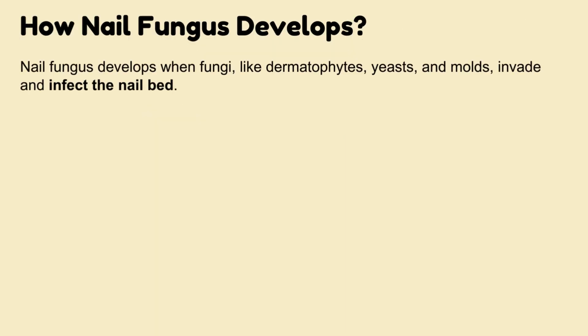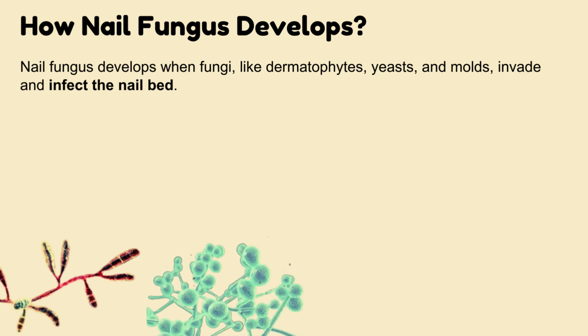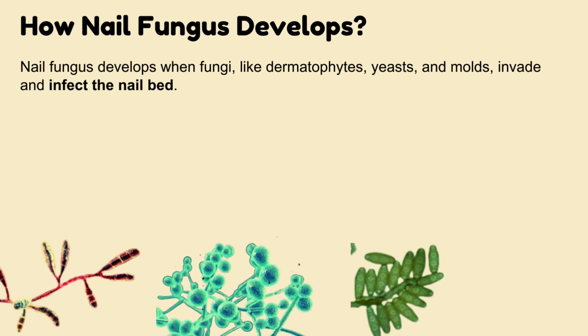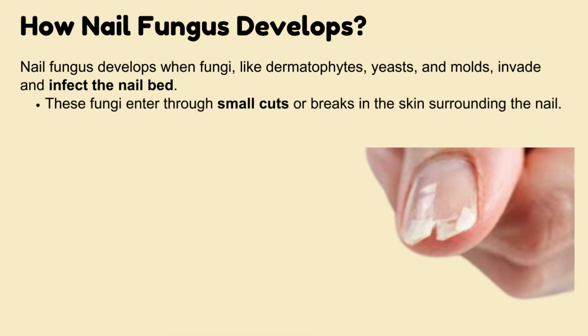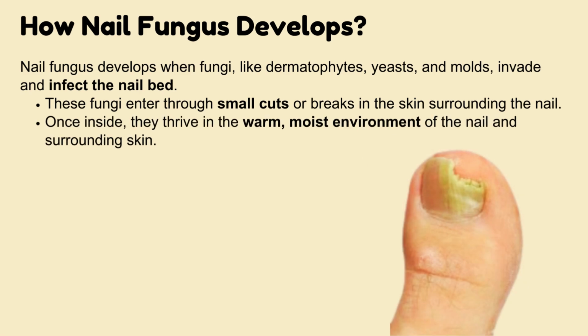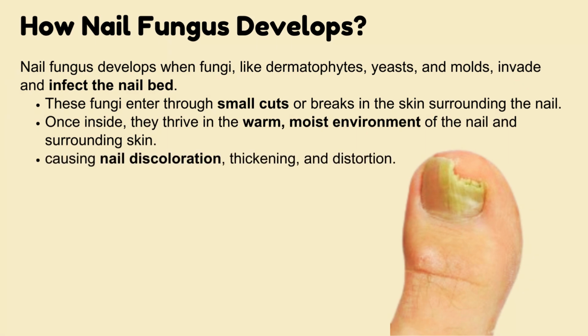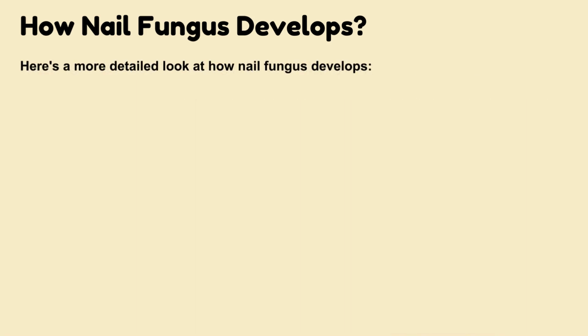Nail fungus develops when fungi, like dermatophytes, yeasts, and molds, invade and infect the nail bed. These fungi enter through small cuts or breaks in the skin surrounding the nail. Once inside, they thrive in the warm, moist environment of the nail and surrounding skin, causing nail discoloration, thickening, and distortion. Here's a more detailed look at how nail fungus develops.